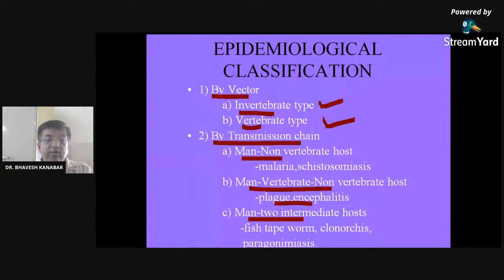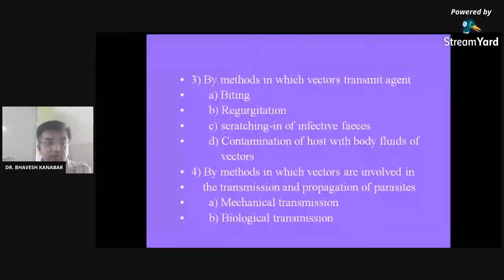Generally, you know that there is only one intermediate host before the man gets affected. But in the case of fish tapeworm, Clonorchis or Paragonimiasis, right? These are the examples where two intermediate hosts are required. Then the third classification of the vector is by the method in which the vector transmits the agent.